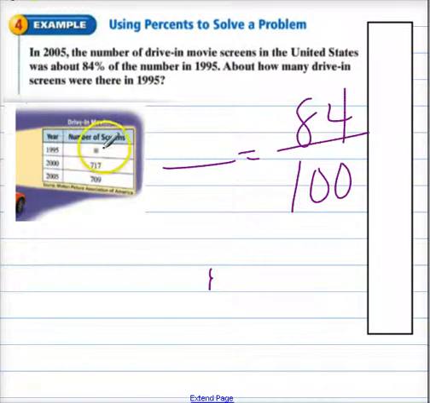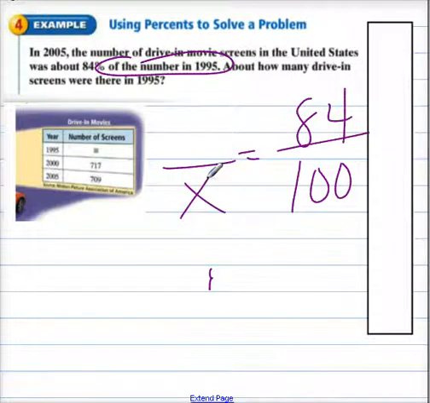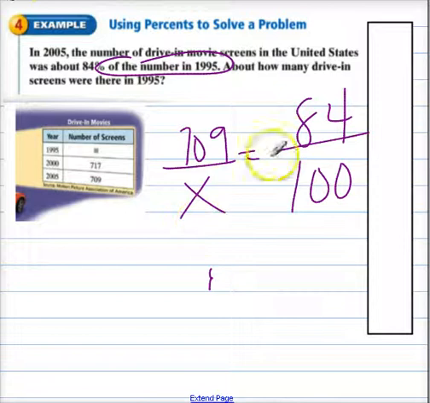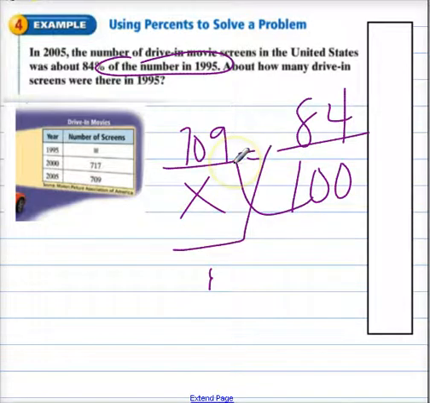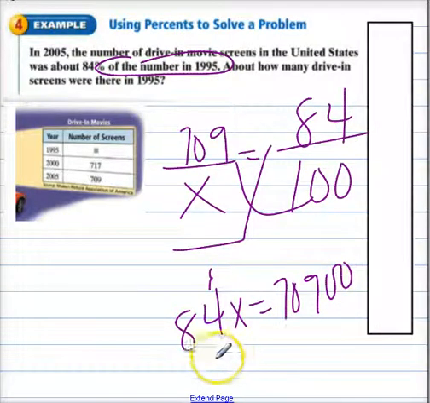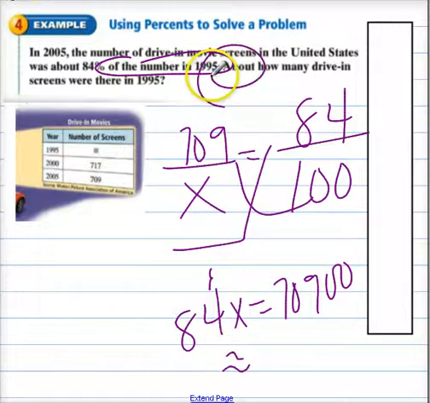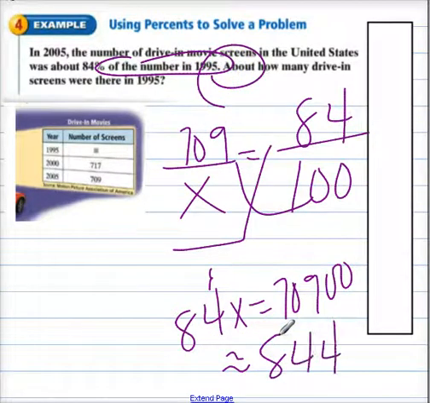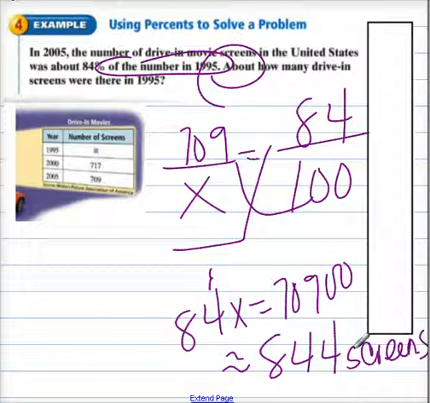Well, notice if I look at the number in 1995, I don't know the number. So since it's of, that's the number I don't know. So in 2005, that number is our part. So I'm going to look at my chart, 2005, 709 goes on top. Part, whole, percent, 100. I just solve it as normal. 84x equals 70900. Divide by 84. I'm going to round because it says about. So it was about 844 screens. So there I just used my formula with a real life problem.